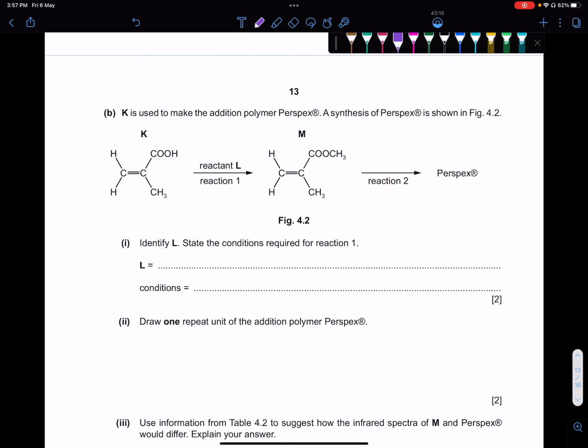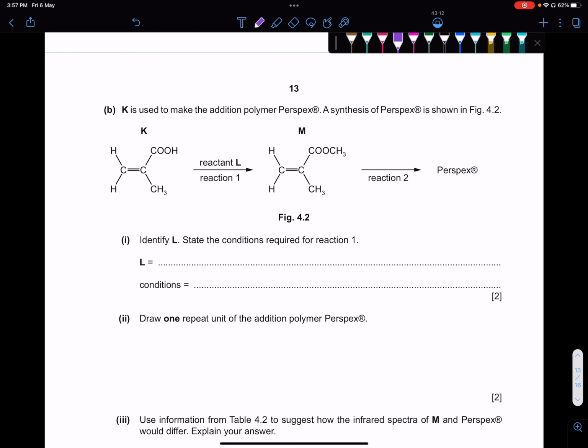Next part. K is used to make the addition polymer Perspex. Okay, they put a trademark sign, right? The synthesis of Perspex is shown in figure 4.2. Okay, this is how we're forming the Perspex. We're using K to form M, and then in reaction 2 we form the Perspex. Identify L and the conditions required for reaction 1. So this is reaction 1 and this is the reagent L.